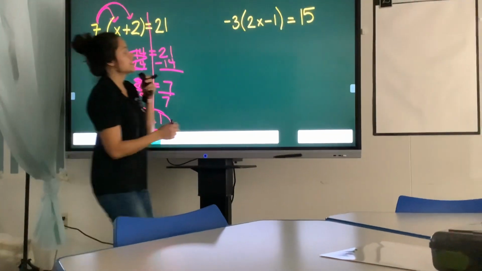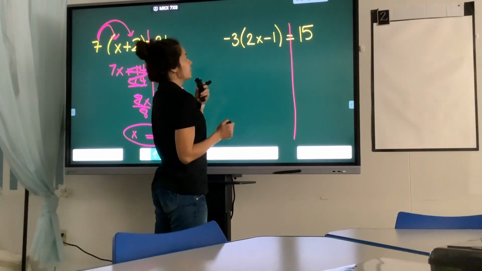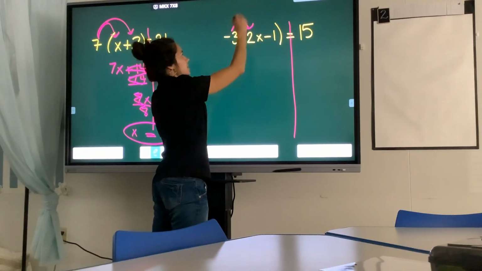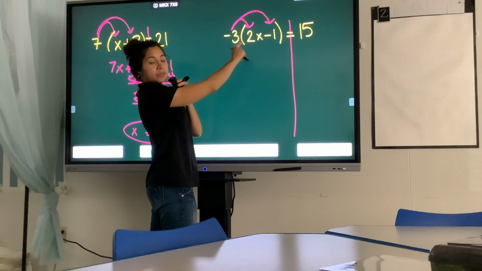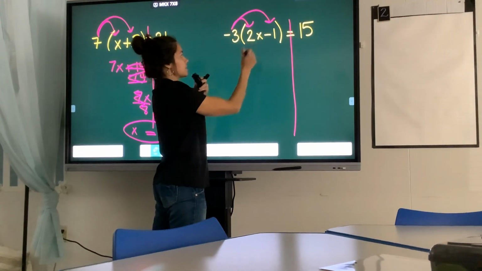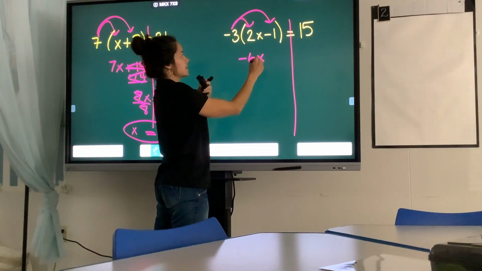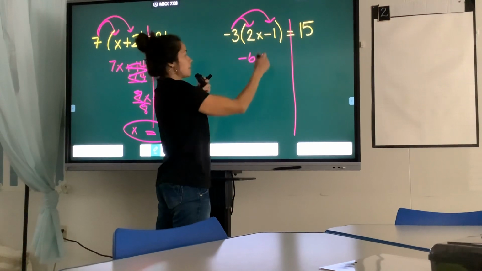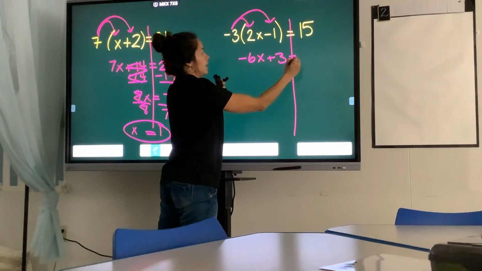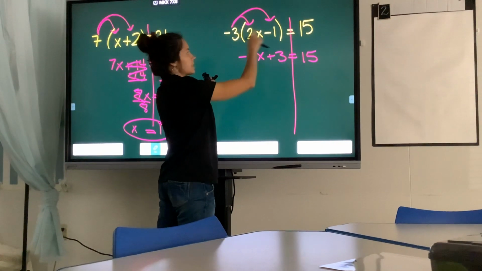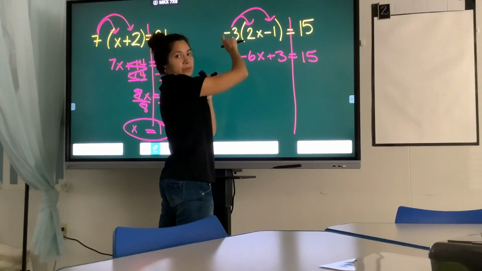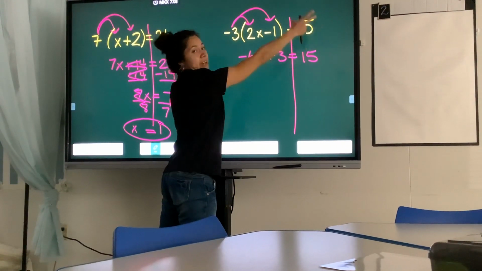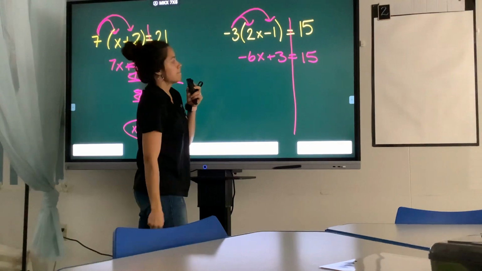And then our final example, again using the distributive property, we need to eliminate these parentheses. We have negative 3 times positive 2x, which will be negative 6x. Negative 3 times a negative 1 is a positive 3, equals 15. Notice I didn't multiply the negative 3 times the 15 because it's not part of that parentheses.